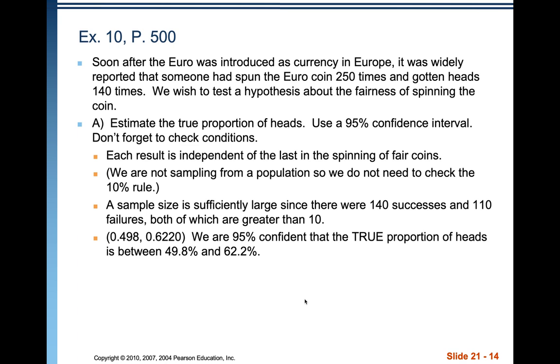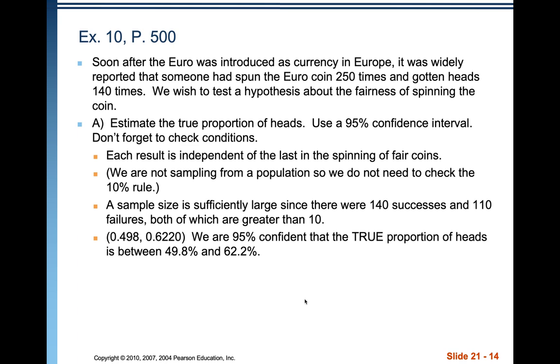We're not sampling from a population. There can be an infinite number of coin spins, so we don't need to check the 10% rule. It just doesn't apply here. We do need to check the success-failure rule just to make sure our sample size is large enough. Our sample size is sufficiently large since there were 140 successes and 110 failures, both of which are greater than 10. If I wanted to make double sure I got credit for this, I would have put 250 minus 140 equals 110 failures.